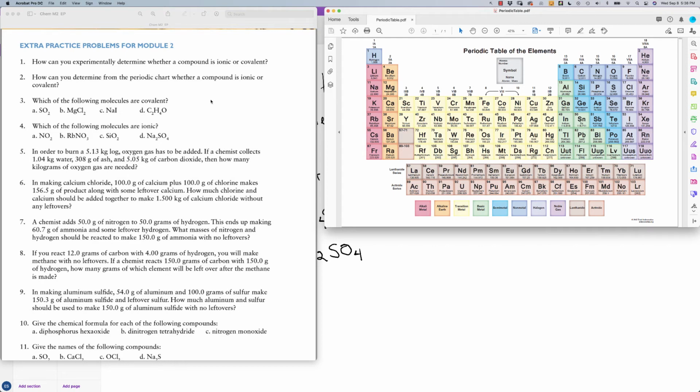Okay, gang, here are the extra practice problems that we didn't get to in class. Wanted to make sure you guys knew how to do these.